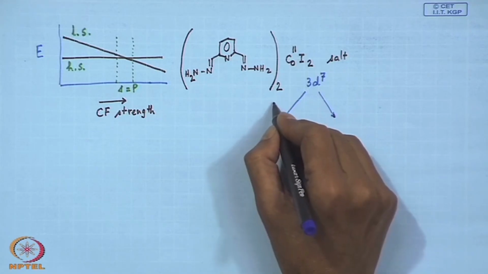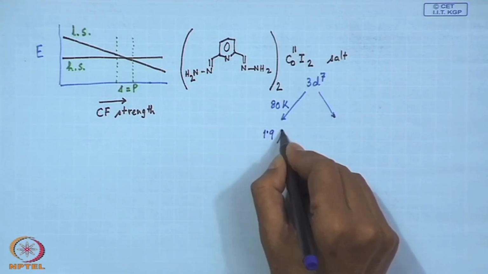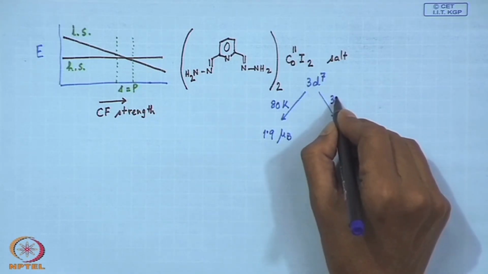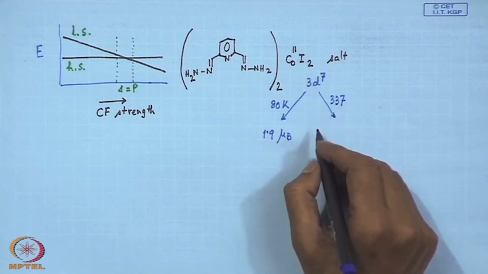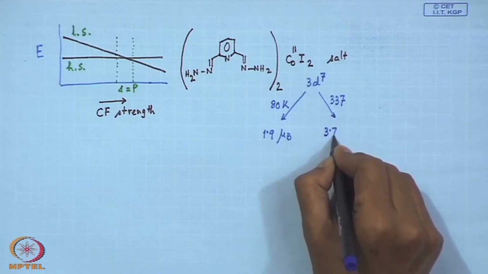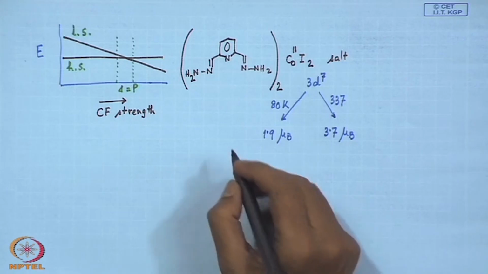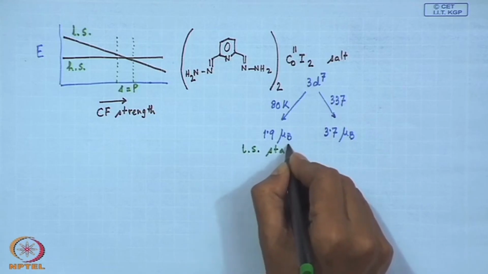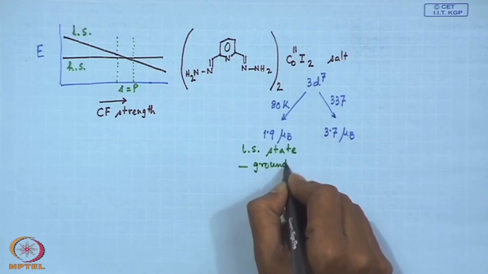So at 80 Kelvin the magnetic moment value is 1.9 mu B, and as we increase the temperature we get the corresponding value as 3.7 mu B. So again, like our iron example, we find the low spin state is the ground state.